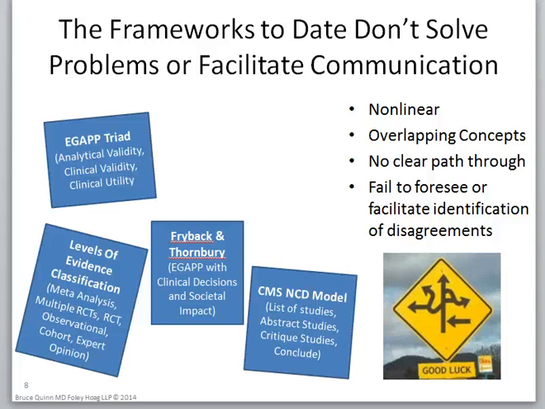There are the levels of evidence classification we're familiar with from evidence-based medicine. Here the highest level is a meta-analysis. Below that are results of multiple RCTs. Below that, the results of a single RCT. Below that, you have observational or cohort studies. And finally, at the bottom, expert opinion.